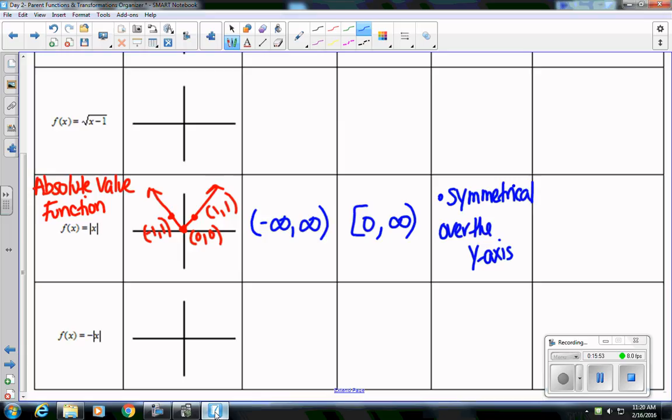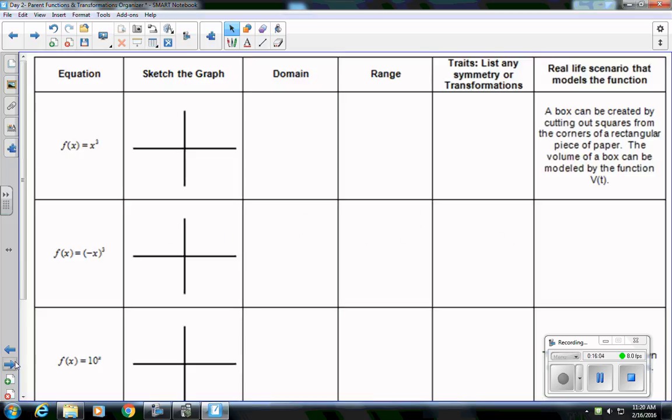So the next function there is f of x equals negative absolute value of x, which we're going to leave you to do on your own. So if you could turn to the next page and move on with me to our next parent function.